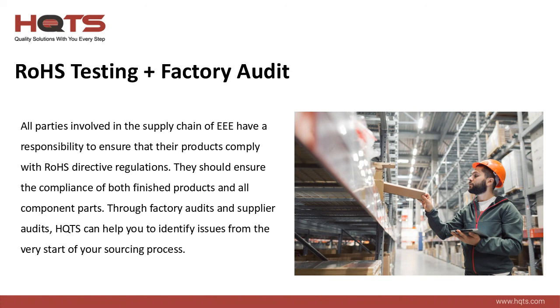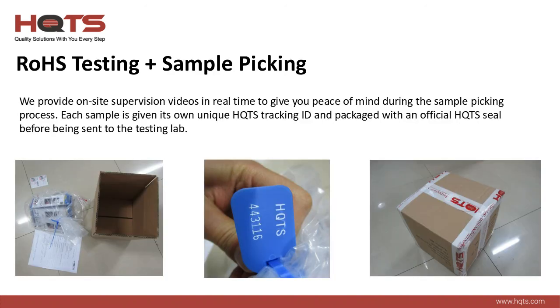So sample picking during the process is very important in guaranteeing integrity throughout production. HQTS has put into place strict transparency and anti-bribery policies to help ensure your samples are always chosen by us at random as an objective third party and not by your supplier. We can even give you real-time videos of the process to help you have peace of mind. Each sample has a unique HQTS tracking ID and is packaged with an official HQTS seal before being sent on to the lab. Our open and transparent process ensures that your test samples accurately reflect the reality of what your supplier intends to deliver.